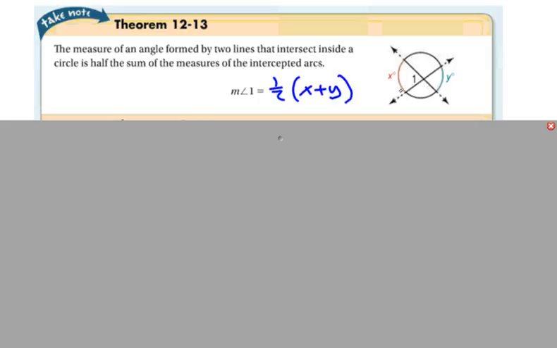So, for instance, measure of angle 1 would be half of whatever x plus y is, those arcs. If we do another one, like right here, and then obviously the opposite side is the same, but let's say this is angle 2. That would be half of whatever this one is and this one added together. Okay? So that's when they intersect inside of a circle. That part is important: the two lines intersect inside a circle.